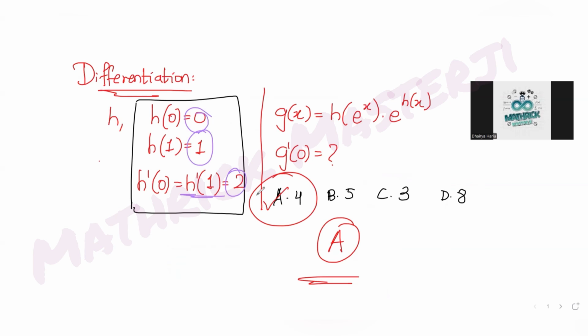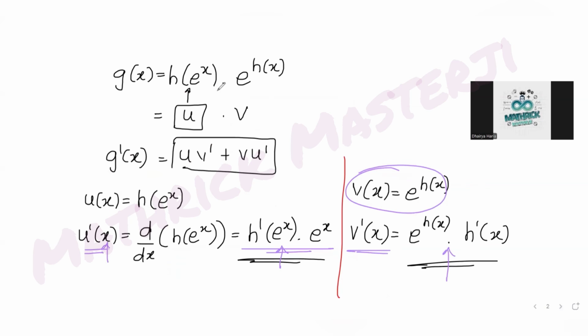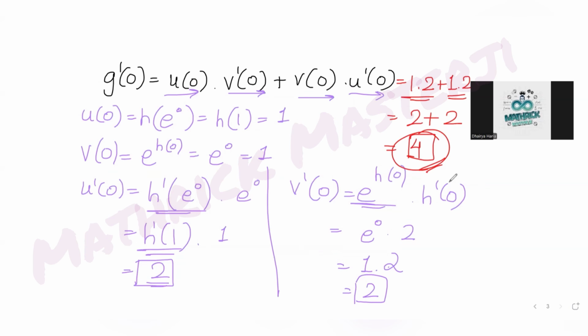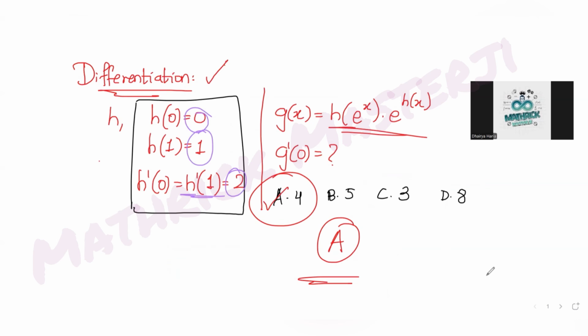I hope you have understood how to solve this type of questions on differentiation. It was just using the basic idea of derivative of a product of functions. So I had the two functions u and v. I just found the derivative of them, put the values of x as 0 everywhere. We had these conditions. I used that and I got the answer to the question that is 4. So that basically matches with answer choice A. I hope you have understood how to solve this question.